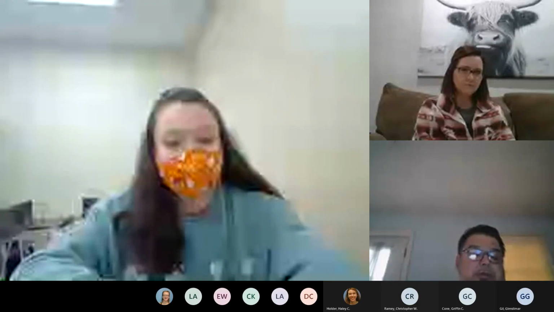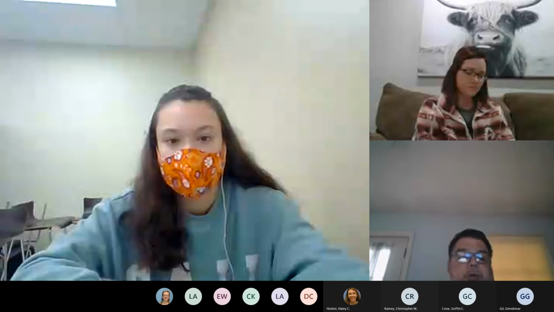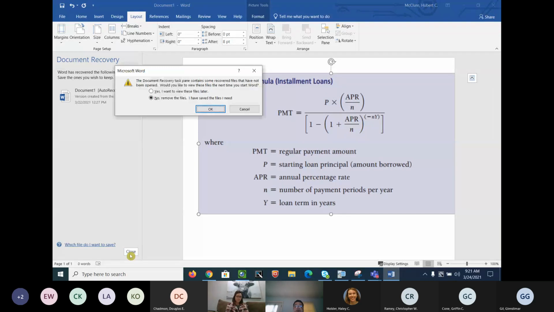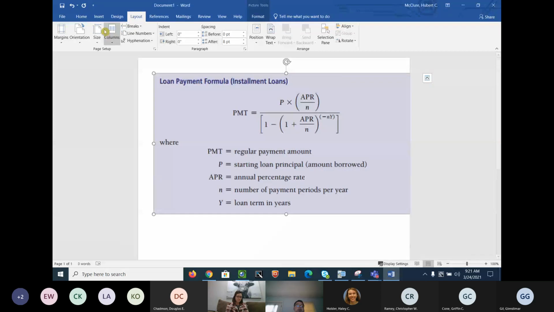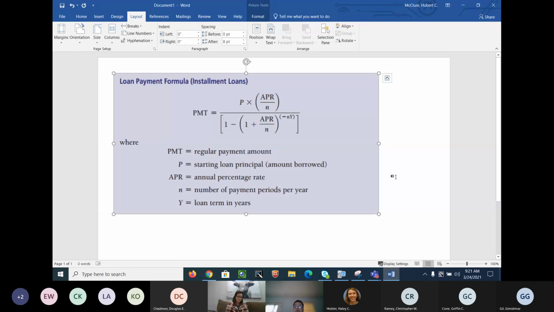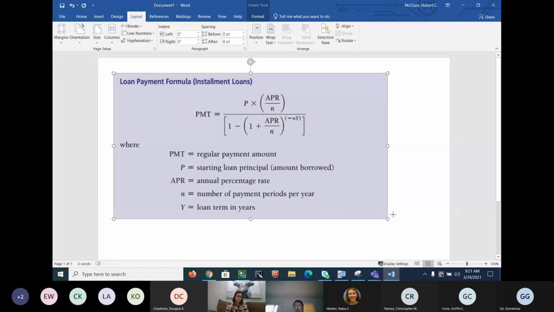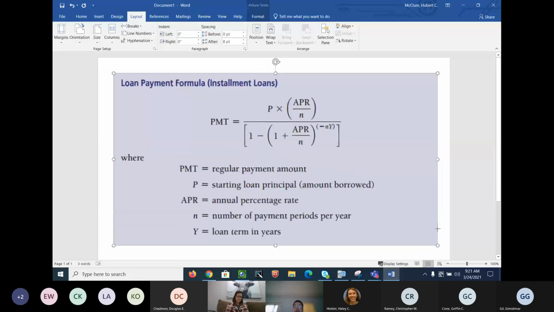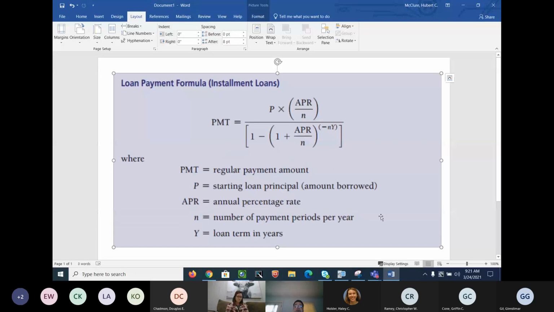Okay, here is the amortization formula. So make sure you write it down. And like I said, this is pretty much the formula for 4D. Now, of course, we're going to change some things.